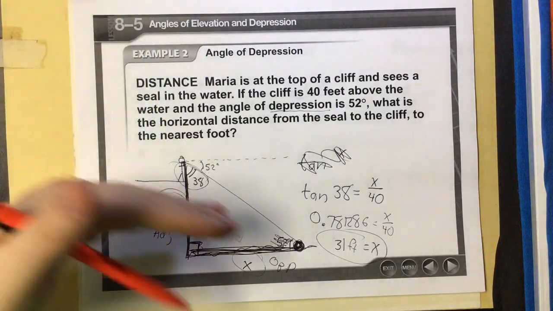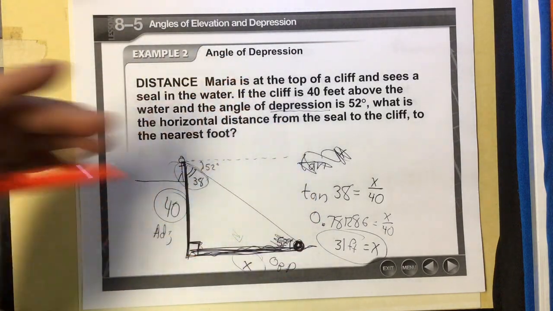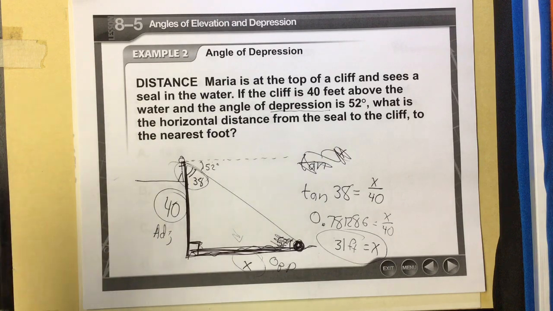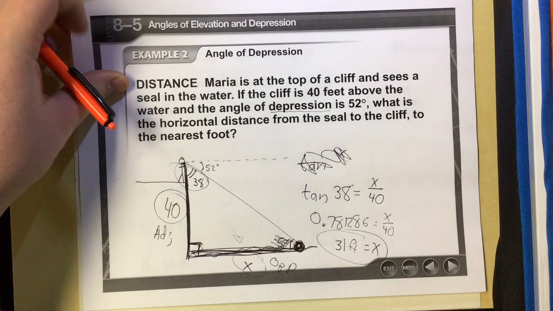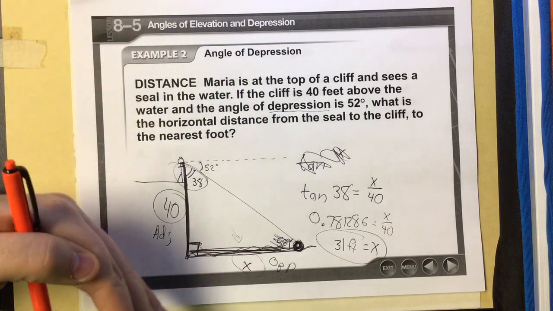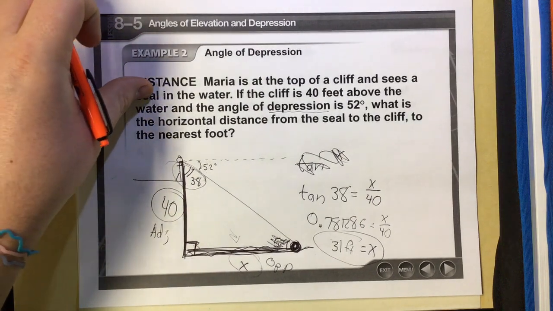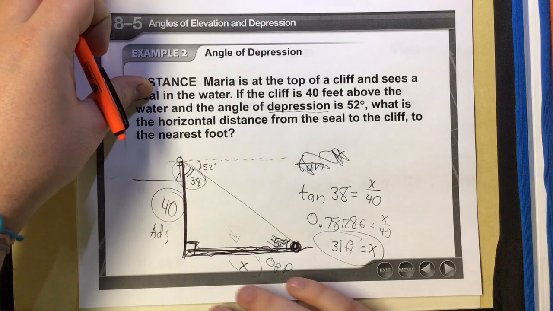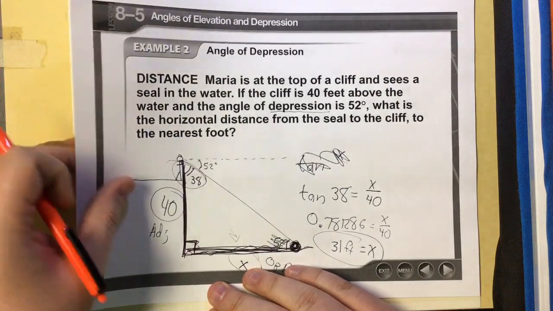Okay, angle of elevation is an angle going up and is going to be an angle inside the triangle. Angles of elevation will always be in the triangle. Angles of depression are going down, and it's not going to be an angle inside the triangle. You either need to subtract from 90 or use alternate interior angles to find an angle that is in the triangle.